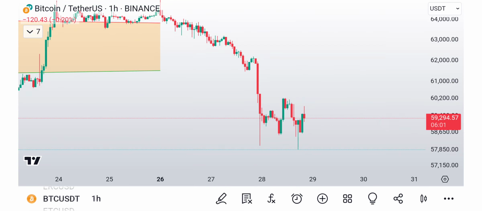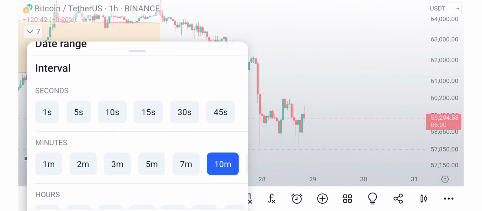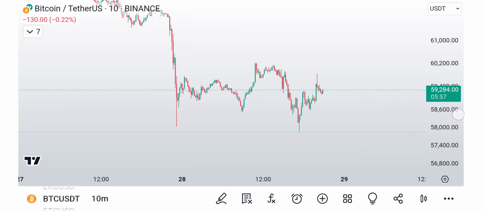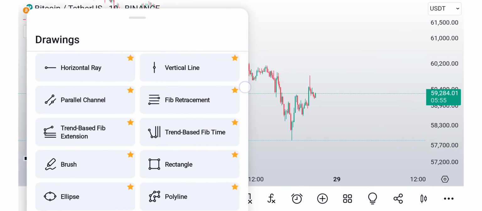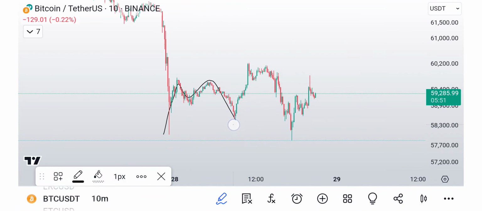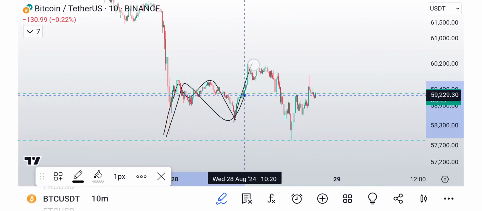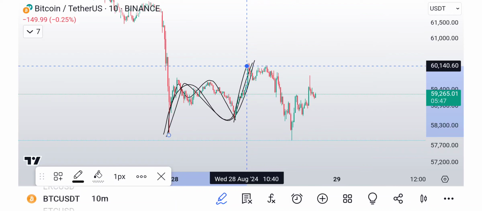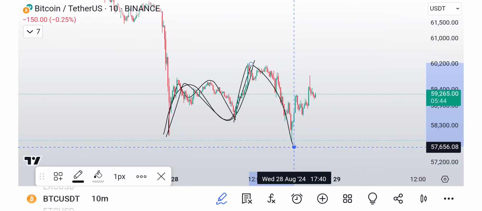Let's go to the 10-minute chart. You can see the flat. It's 3 up, 3 down, and then 5 up. So we had a 3, 3, 5. There's your 3-wave move. And then what happened after that? Boom, we came all the way down.